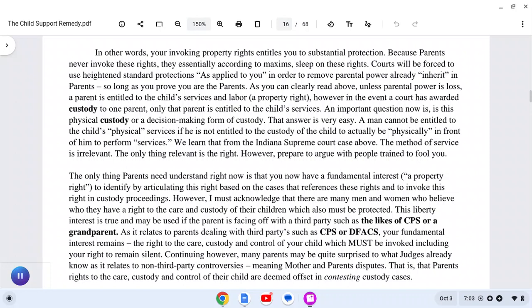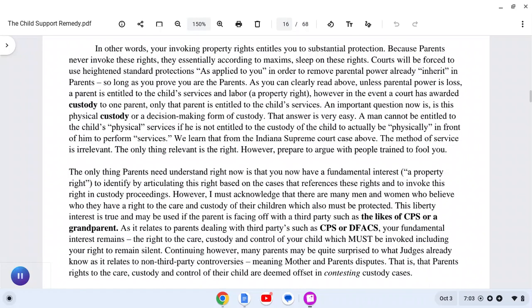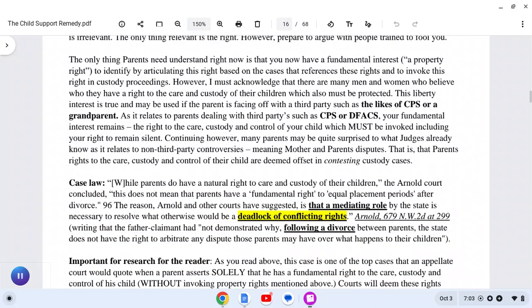We learn that from the Indiana Supreme Court case above. The method of services is irrelevant. The only thing relevant is the right. However, prepare to argue with people trained to fool you. The only thing parents need to understand right now is that you now have a fundamental interest, a property right, to identify by articulating this right based on the cases that reference these rights and to invoke this right in custody proceedings.